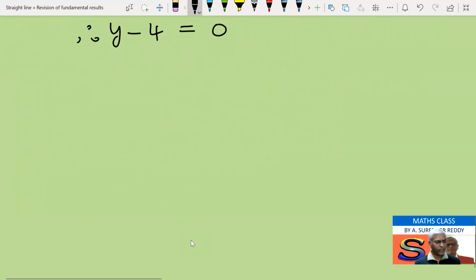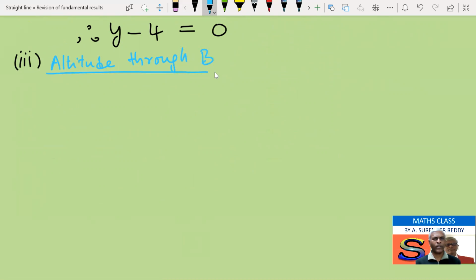And the third bit, the altitude through B. Take the triangle ABC, and this is the altitude.